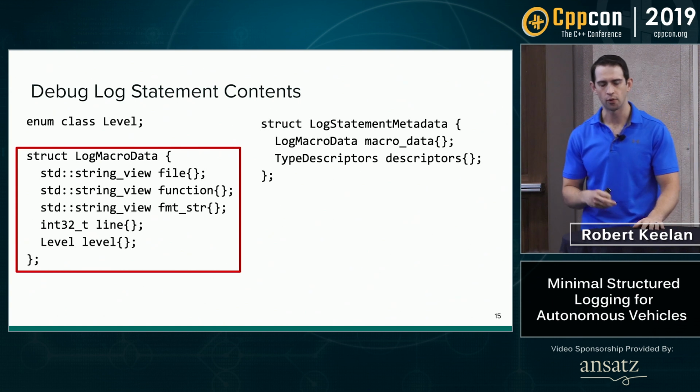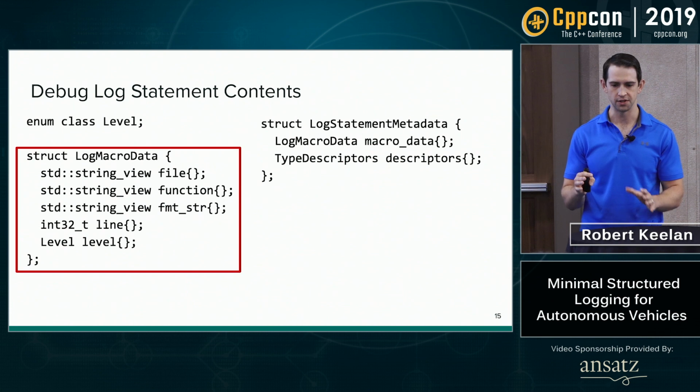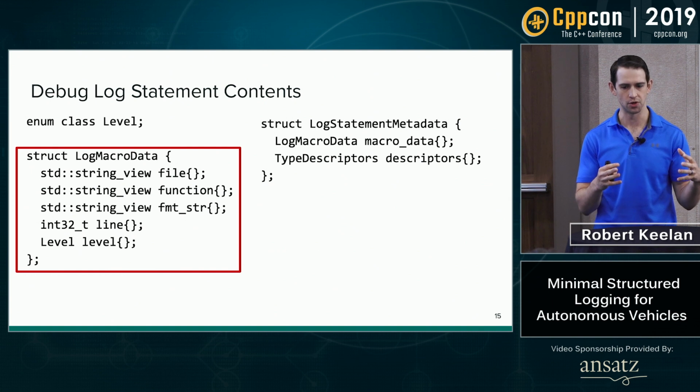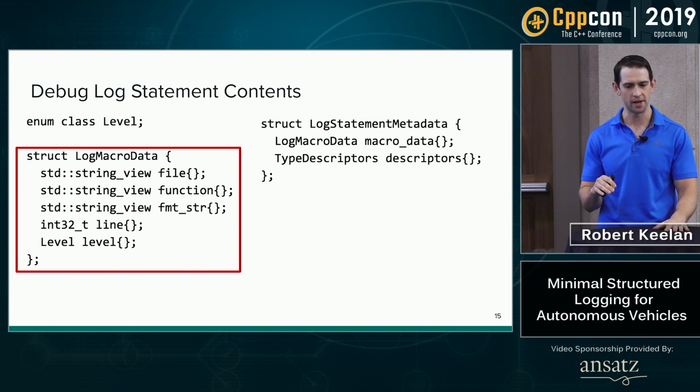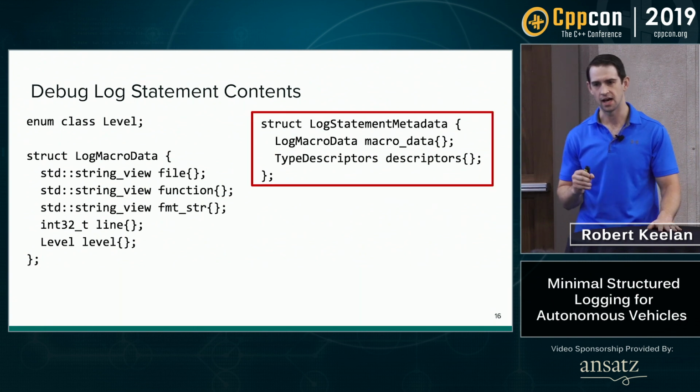Okay. So before I go into the actual implementation of our debug log macro, I wanted to talk through these two structs. What I'll call log macro data. So this is the actual data that our log macro is going to generate. It's going to have string views for the file, function name, the format string, line number, and semantic logging level. And then this log statement metadata.